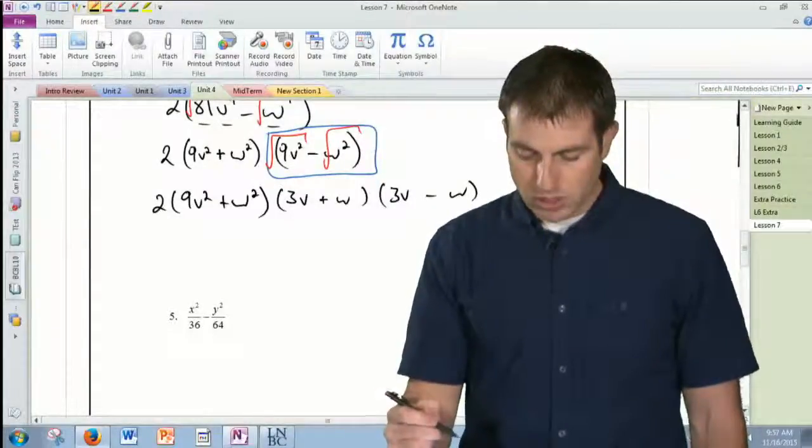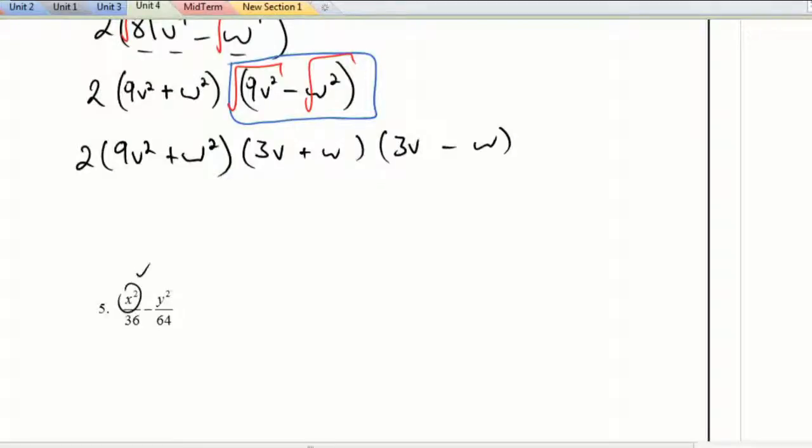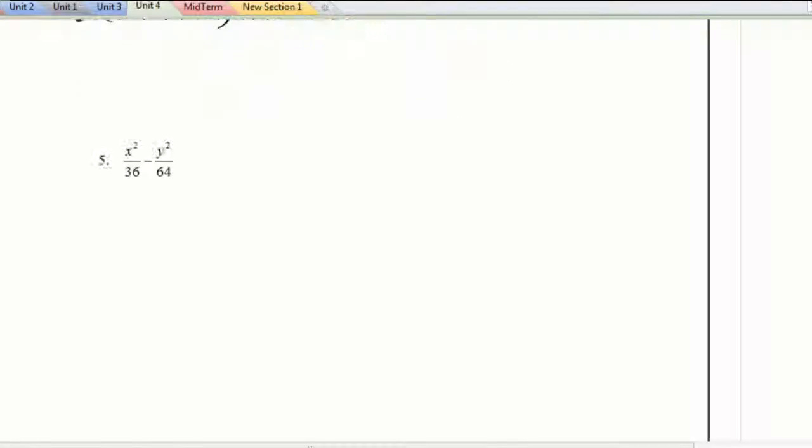All right, x squared, is that a perfect square? Yep. Y squared? Yep. 36, yep. And 64, yep. So those are all perfect squares. And then do I have a difference in the middle? I do. So I have a difference of squares. Just like all of my difference of squares questions, I'm going to have two brackets, and I'm going to have one that's plus and one that's minus.